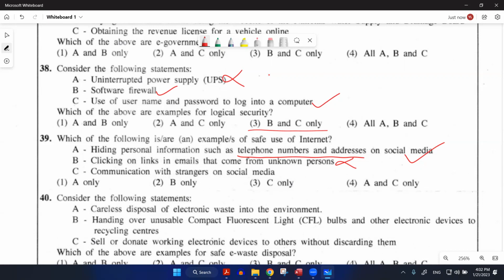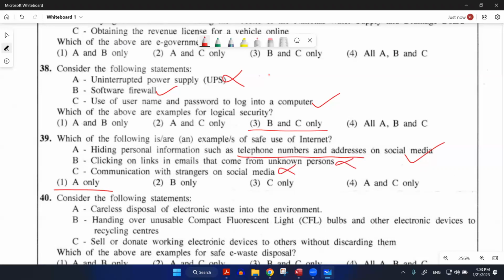Communication with strangers on social media. No, you should not do that. Social media is just a virtual community, so we should use it to stay in touch with the people we know in the real world. At least we should have a good connection with them before the social media, and then we can connect with them through social media. So A only is going to be your answer.